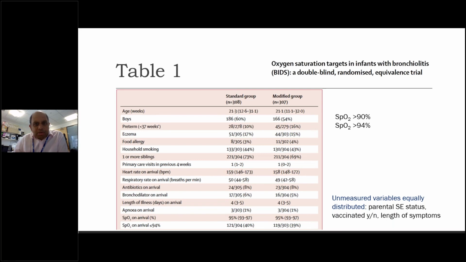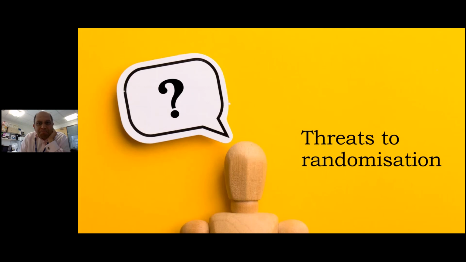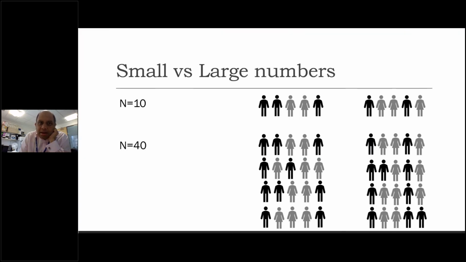But actually, the process of randomization helps you to balance all the unmeasured as well as measured variables across the two groups. So you can be confident that you are really comparing two equal groups, even if you don't know a lot of the factors. Therefore, it's very important that randomization is done properly and correctly. That's why when you read papers, you see a whole paragraph on how they randomized patients.